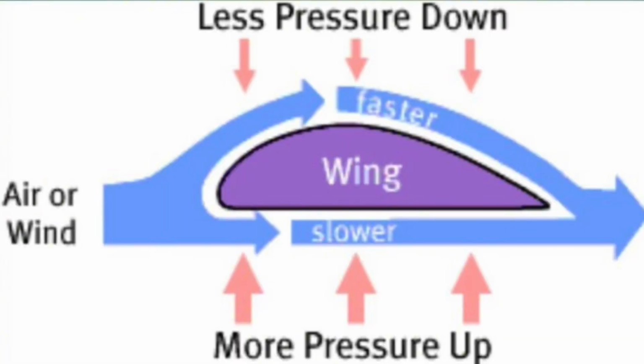Because of this pressure difference, we know that high pressure likes to go to low pressure. The reason why there is a low pressure on the upper surface of the airfoil is due to 2 reasons. First, Bernoulli's principle. Bernoulli's principle basically states that increased speed on the upper surface of the airfoil will cause a decrease in pressure.